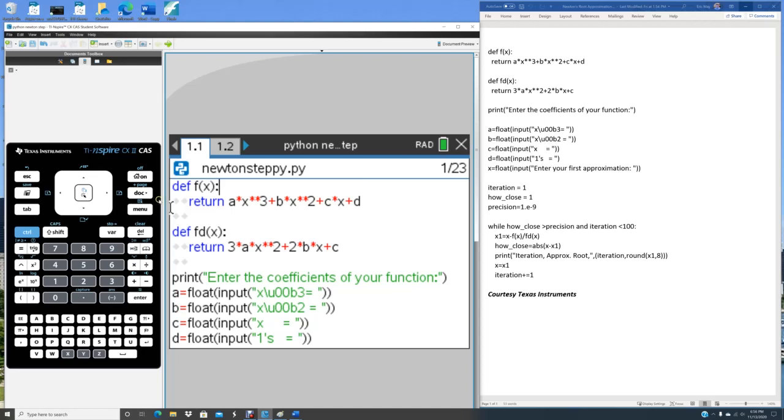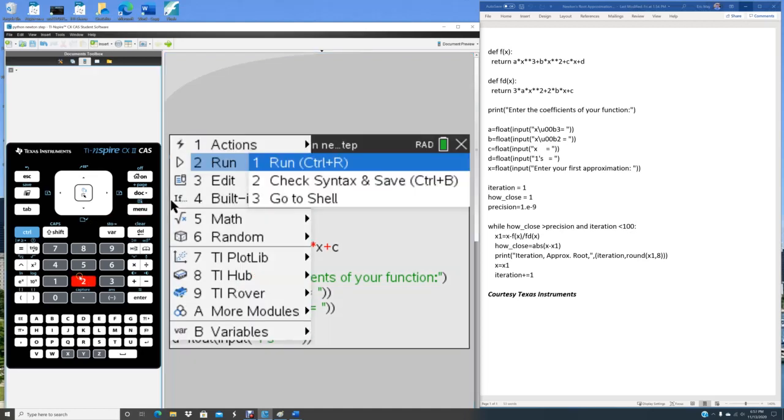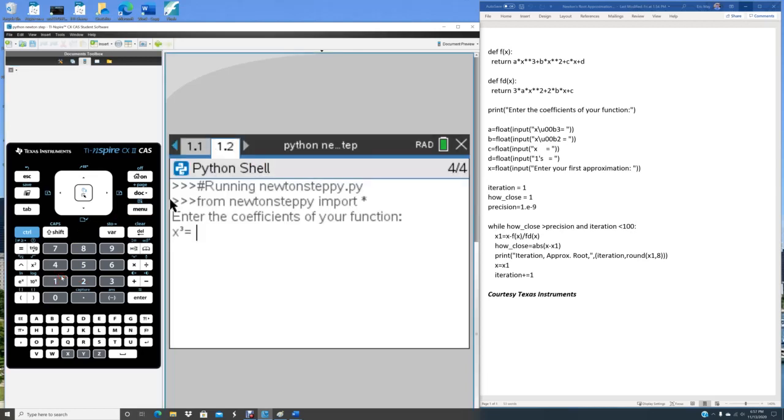To run the program, you hit menu, and you hit number 2 for run, and you hit number 1 for run again. And here's where it's asking us for our coefficients. This would be the a, b, c, and d over here. For x cubed, we're going to use that same equation we used last week. So our x cubed coefficient will be 0, x squared will be 0.1, x will be 0, and our single digit coefficient is going to be minus 1.